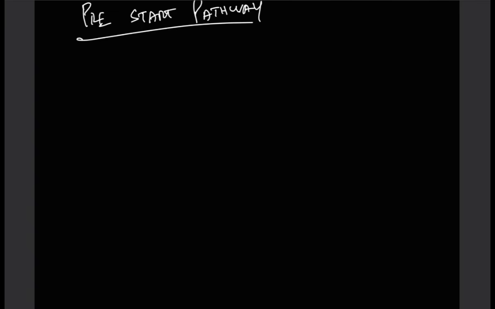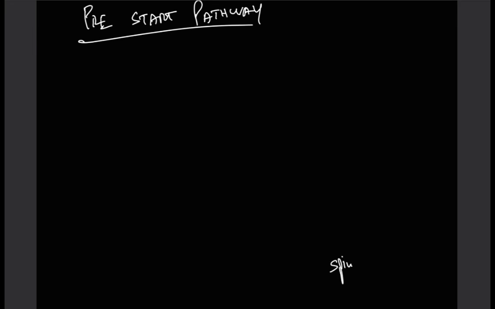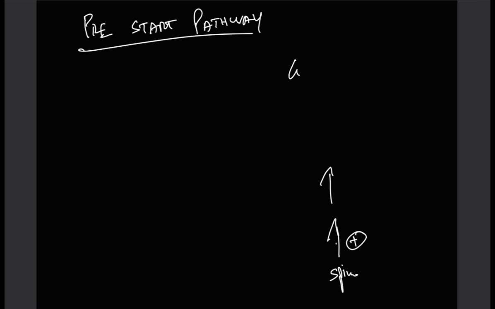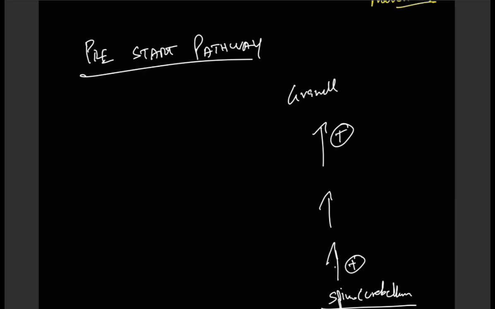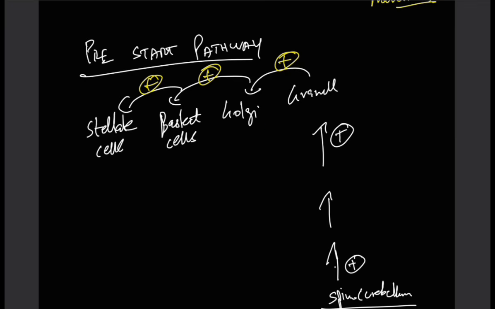So we are going to see the pre-start pathway. From the spinocerebellum, the mossy fibers excite the granular cells. Again, granular cells will be exciting the Golgi cells. Now the Golgi cells will be inhibiting the granular cells. So this is called feedback inhibition. Via this, the movement will be stopped.